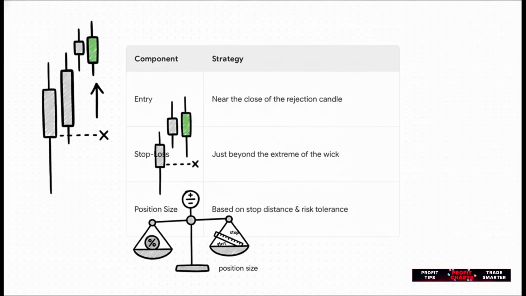This isn't a guess. You calculate it. Based on the distance from your entry to your stop, you figure out exactly how much to trade, so you're only risking a tiny preset amount of your account, like 1%, on this one idea.